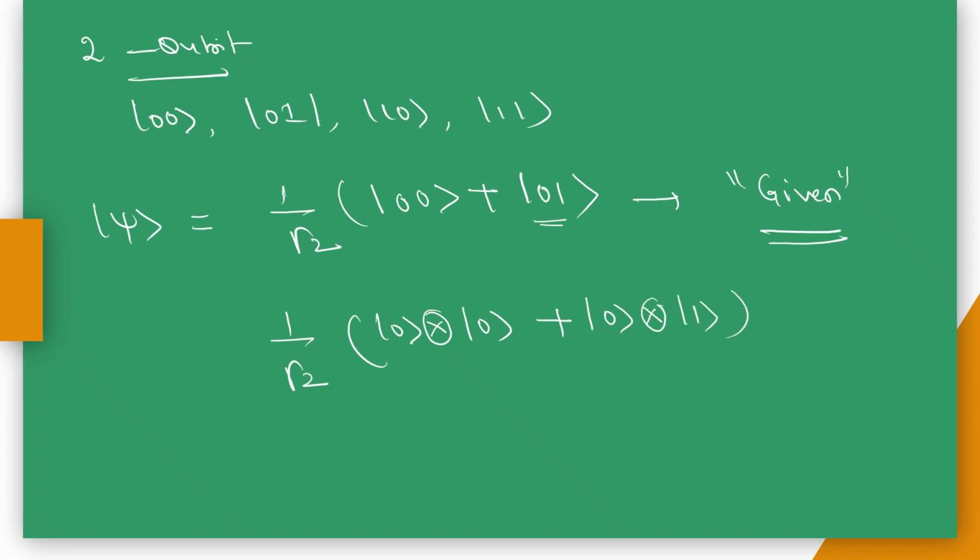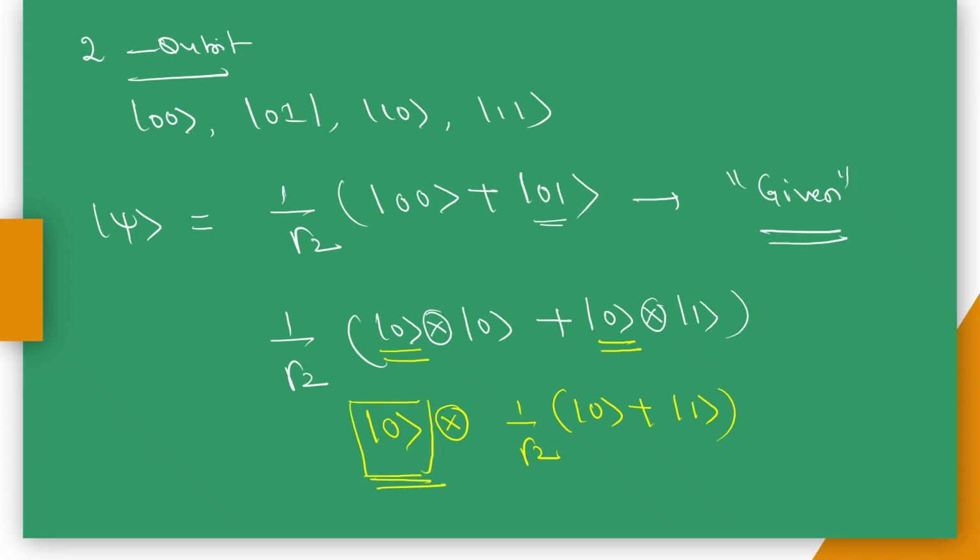Here we are having state 0, and here also we are having the state 0. I just take it as a common parameter, state 0 tensor product with 1 by root 2, state 0 plus state 1. So this is the representation of one particular state, the 0 state. This is also the representation of another state. So these are the two individual states.